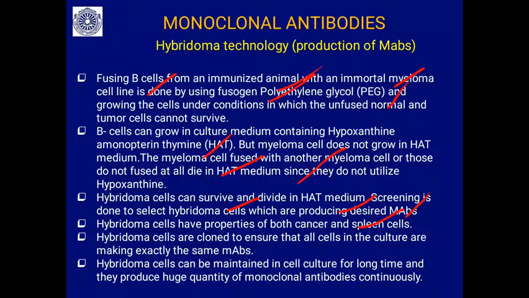We also have to find out whether they are producing the desired monoclonal antibodies for which we have administered the antigen. So these hybridoma cells are cloned and cultured to get a large number of monoclonal antibodies. These hybridoma cells can be cultured at any time, and we can freeze them and use them later, even after many years. We can maintain this cell culture for a long time, and a huge quantity of monoclonal antibodies is produced continuously by this hybridoma technology.